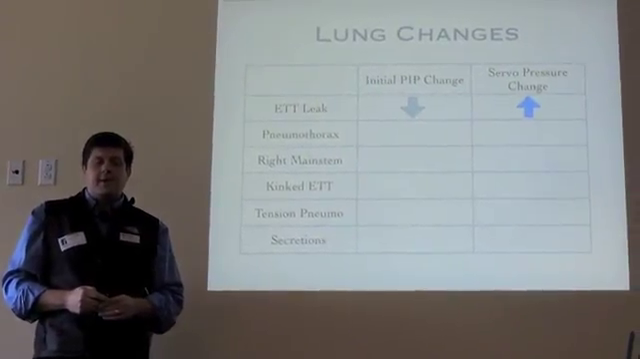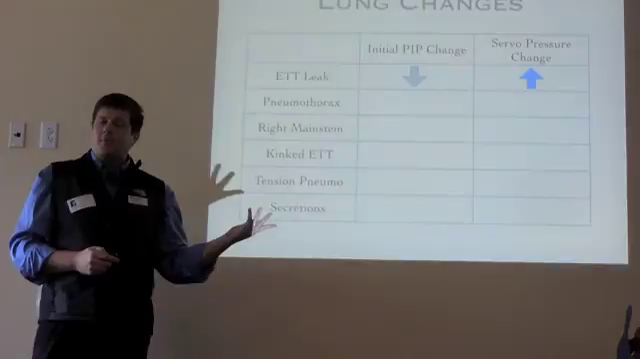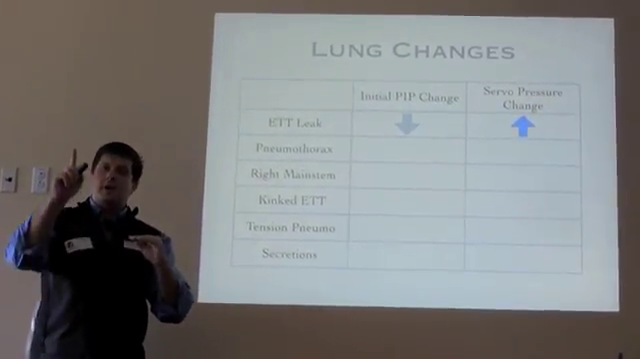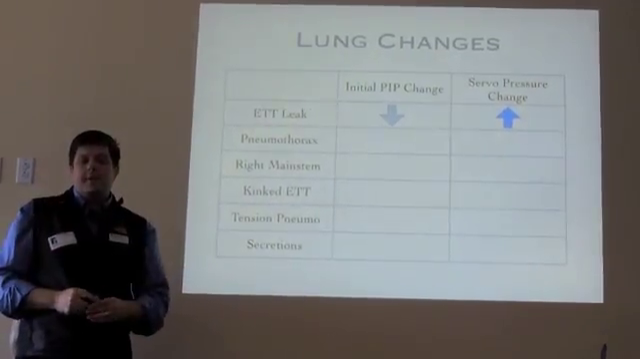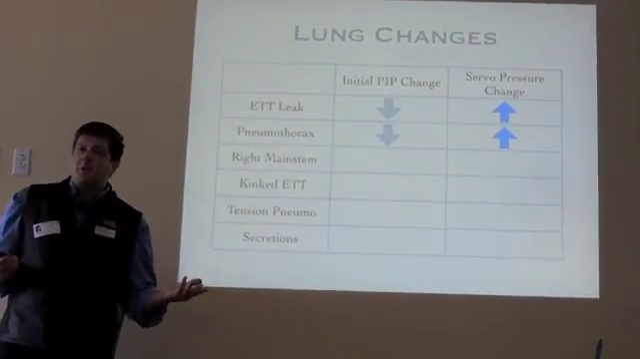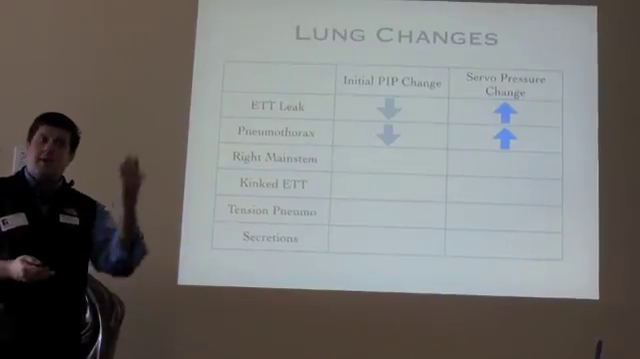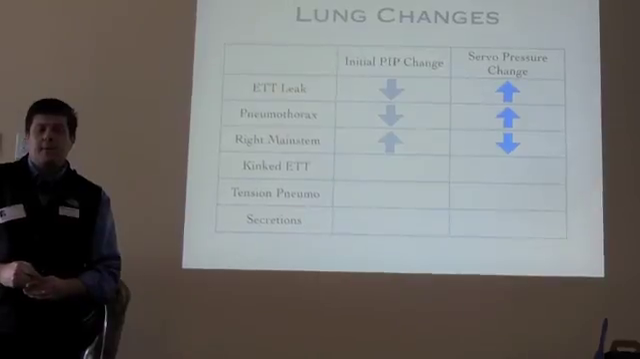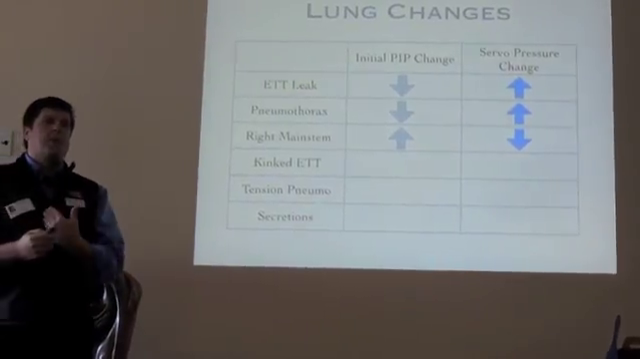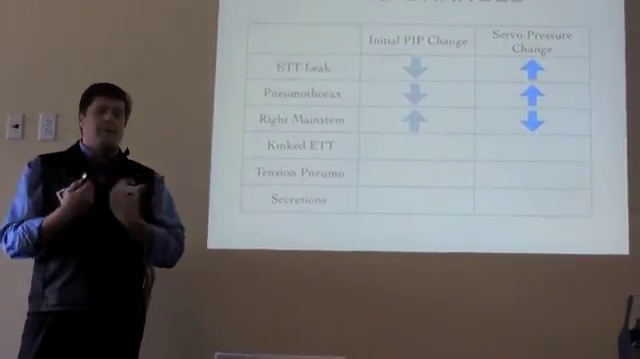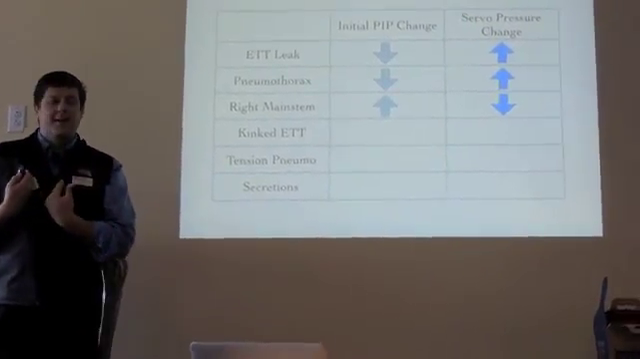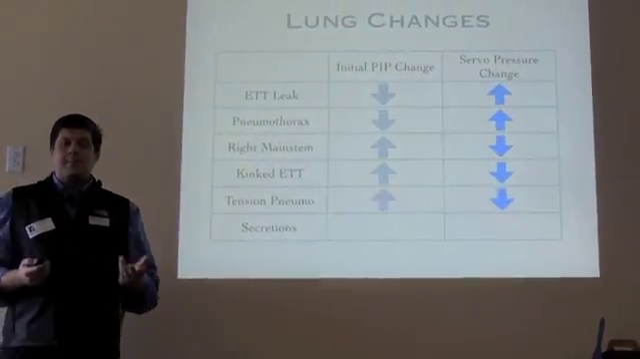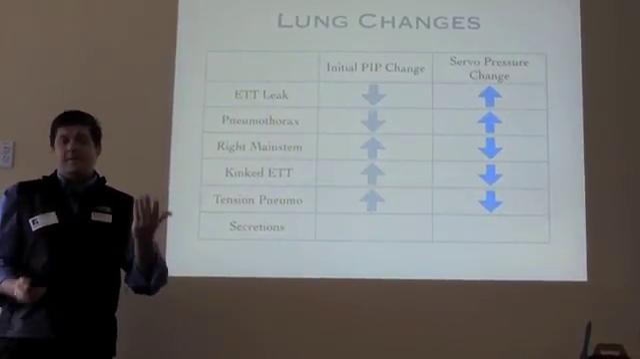going up and going down, here's, like I said before, the ET tube leak, where initially there's a PIP drop. So the servo pressure goes up to bring your PIP back up to where it's supposed to be. If you have an air leak like a pneumo, obviously that's a leak. So initially your pressure will drop again, but the servo will come up to compensate for it. But if we reposition the wrong way and we right main stem, then all of a sudden we've only got half the volume I'm dealing with, the right one. So my PIP will go up and the servo will come down. If the pneumo gets really bad and it's a tension pneumo, then the pressure will go away.